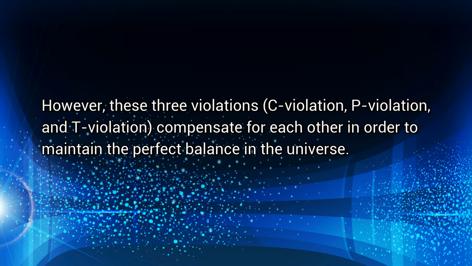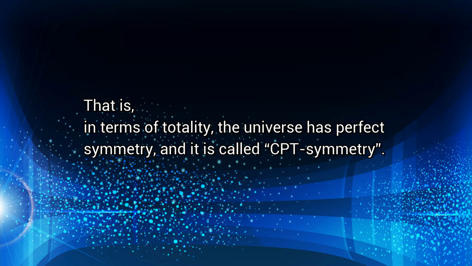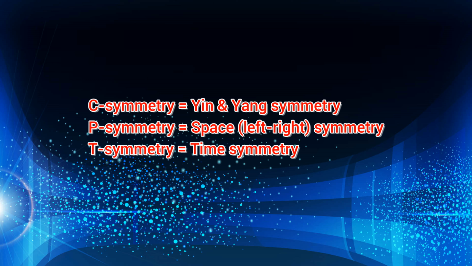However, these three violations, C violation, P violation, and T violation, compensate for each other, in order to maintain the perfect balance in the universe. That is, in terms of totality, the universe has perfect symmetry, and it is called CPT symmetry. C symmetry is the symmetry of yin and yang. P symmetry is the symmetry of space, or left and right. And the T symmetry is the symmetry of time.